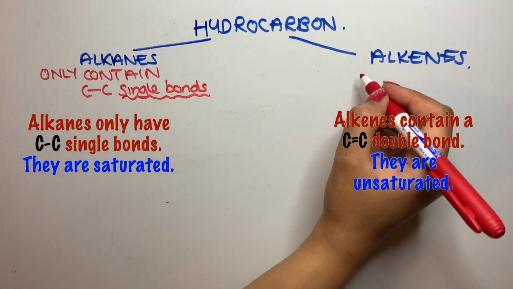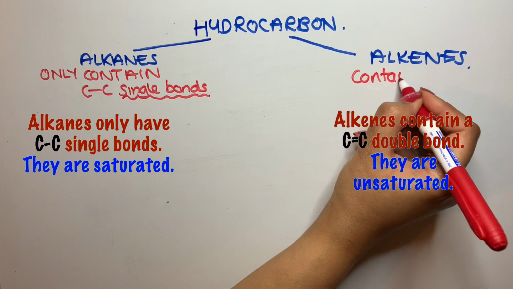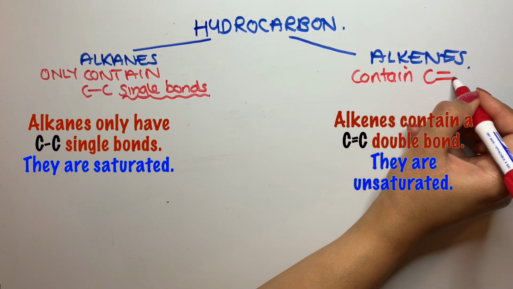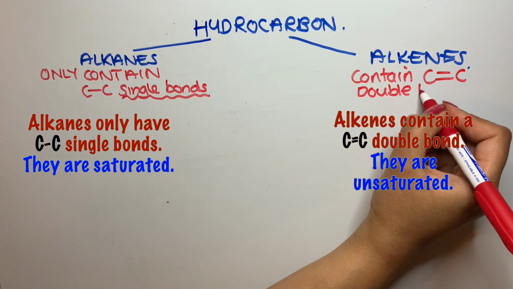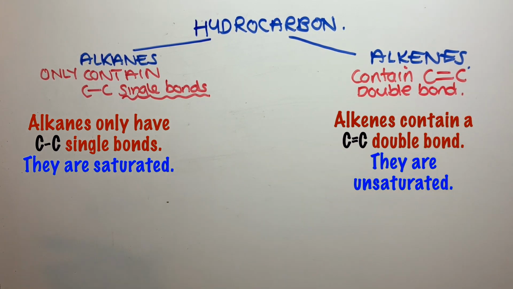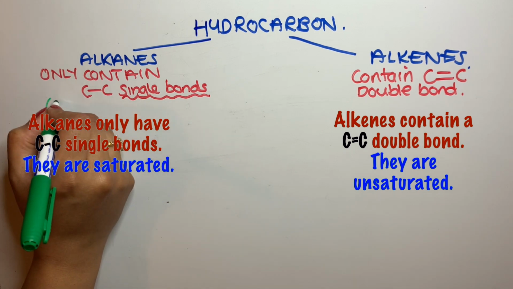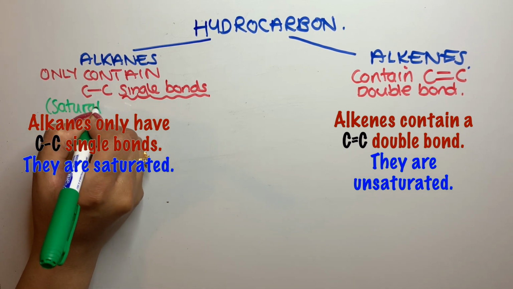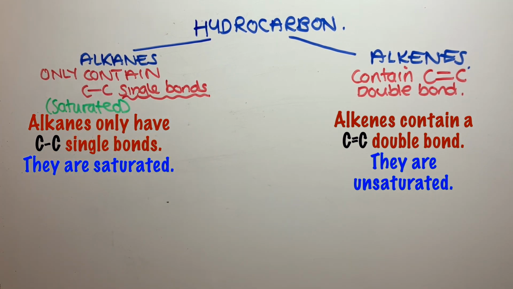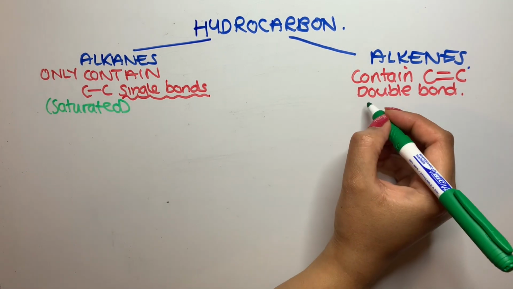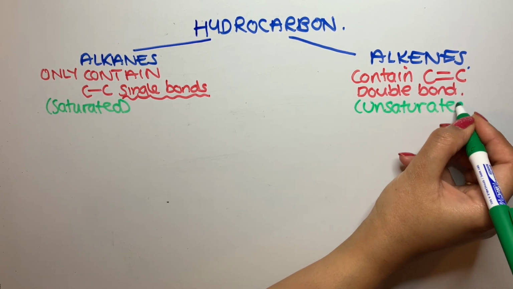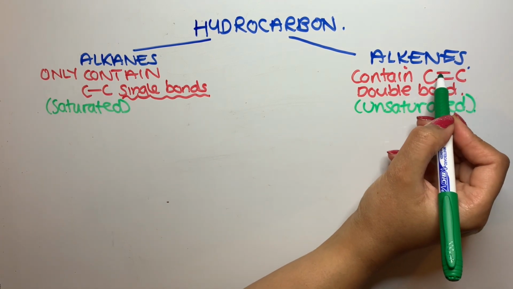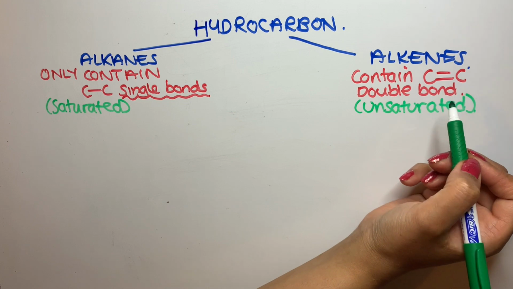And alkenes will contain a carbon to carbon double bond. So they have a double bond in them. And due to this, we say that alkanes are saturated. So they have as many bonds as they can. And alkenes, we say, are unsaturated, because this double bond could potentially open up and join to something else.